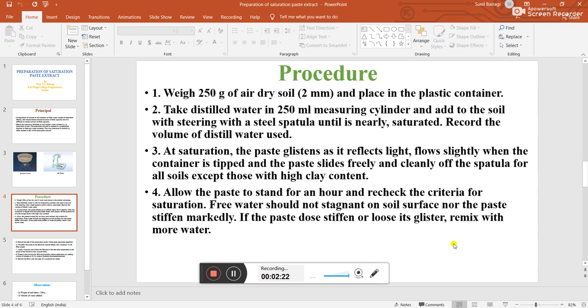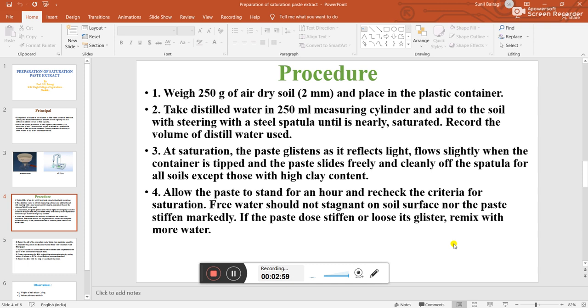So basically we have to wet this 250 gram of soil, taken in a plastic container, and then add about 250 ml of distilled water, and stir the soil with a steel spatula. The soil may be stirred from time to time so that it does not dry up. At saturation the paste glistens as it reflects light, flows slightly when the container is tilted, and the paste slides freely and cleanly off the spatula for all soils except those with high clay content.